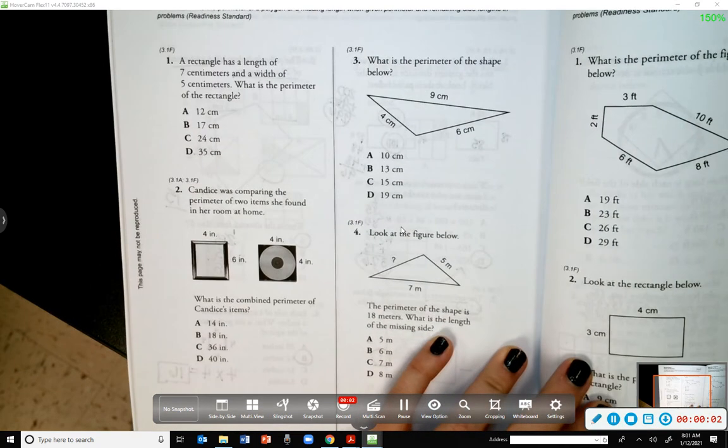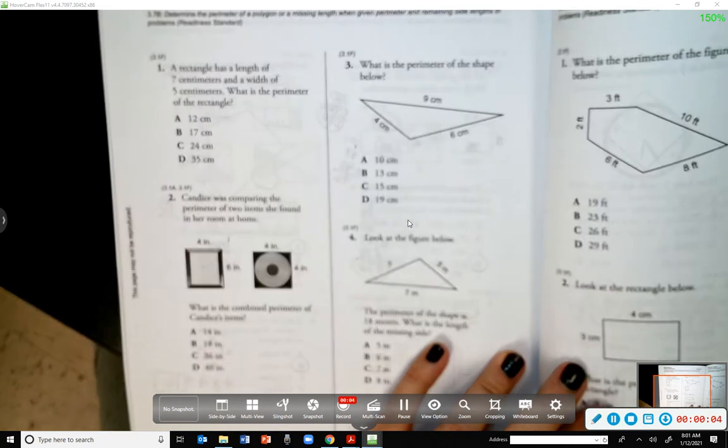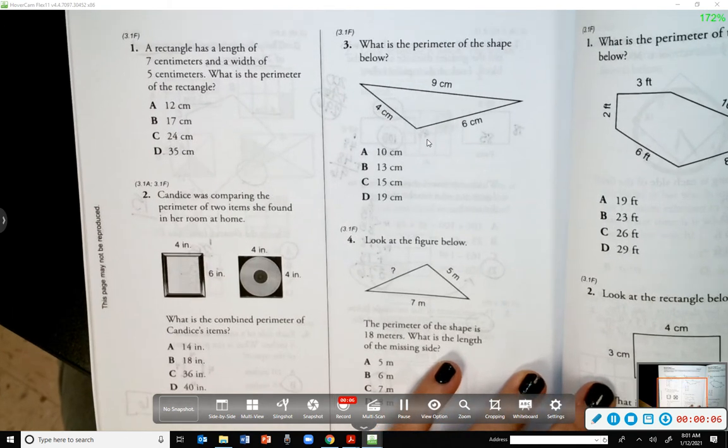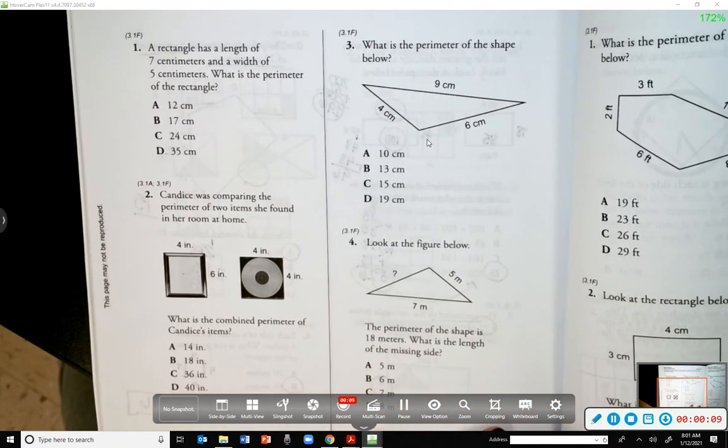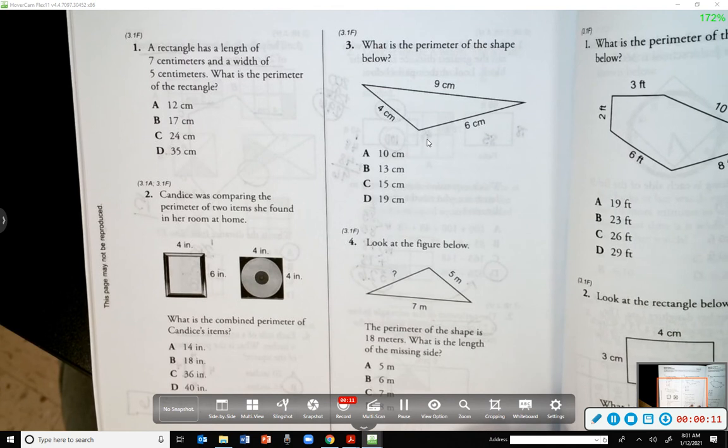Okay, good morning, boys and girls. It is January 12th, Tuesday. We are checking our warm-up on page 116 in our STAAR Master book.